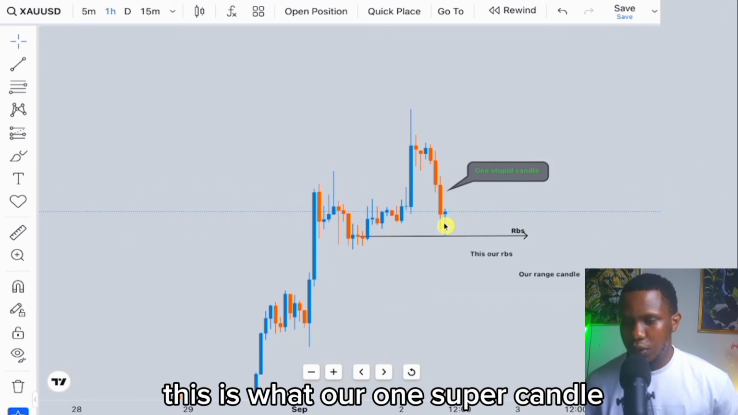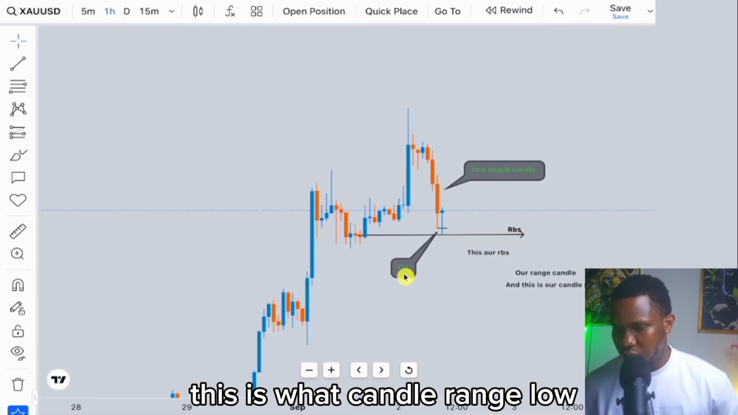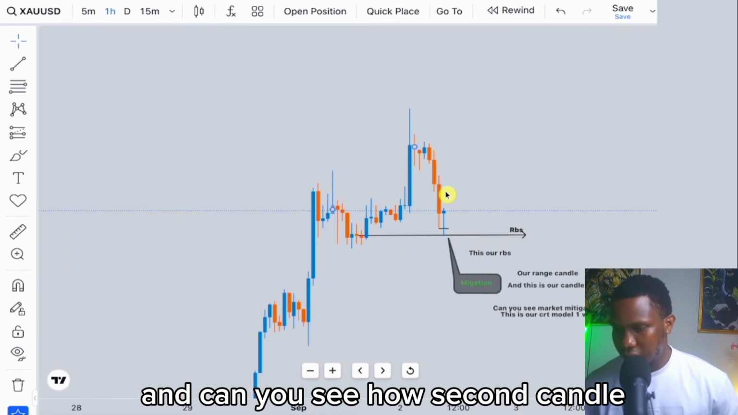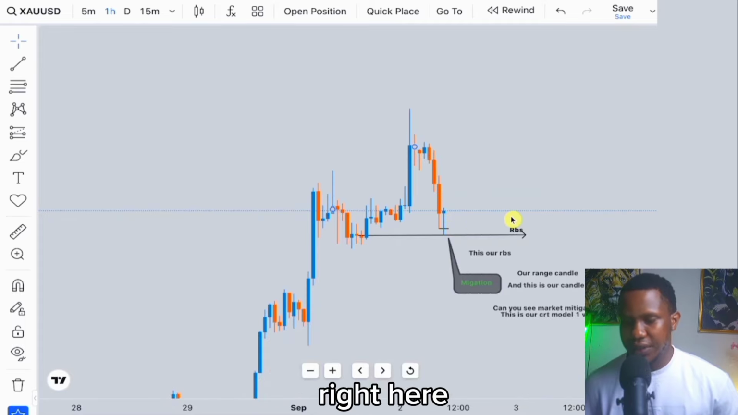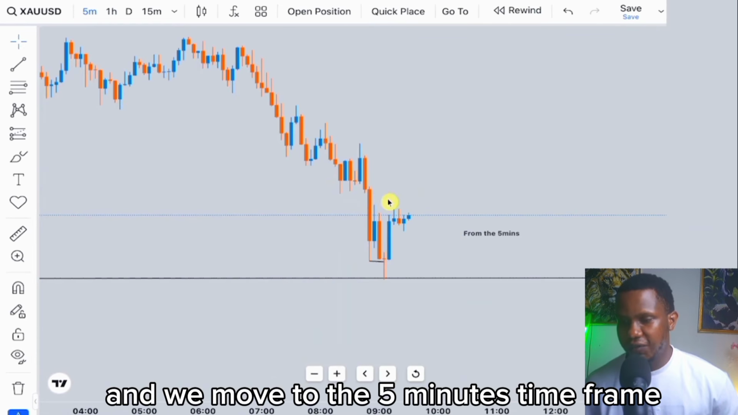This is our one stupid candle. This is candle range low. And can you see how the second candle swept the candle range low, mitigated our RBS right here, and we move to the 5 minutes time frame?